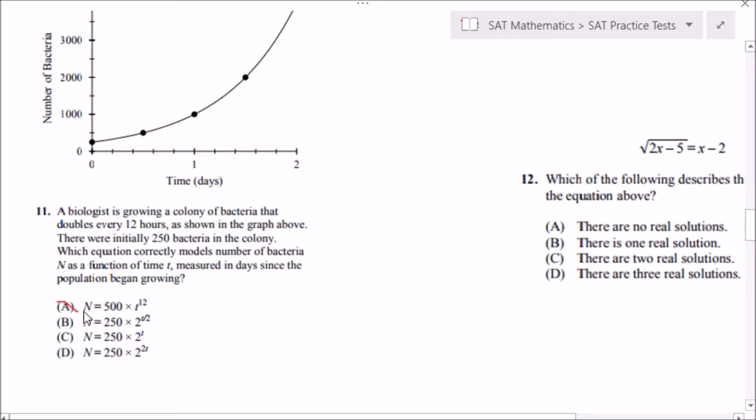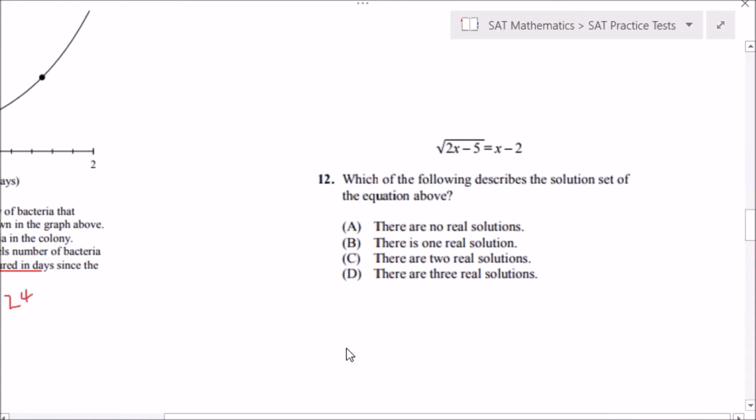So we have to cross this out because we know that our principal number is 250, and you multiply it by 2, and it's to the power of 2t, because t is measured in days, and in a day there's 24 hours. But this is measured every 12 hours. So twice a day instead of once a day. If it was once a day, it would be this one. But since it's twice a day, that's our answer.